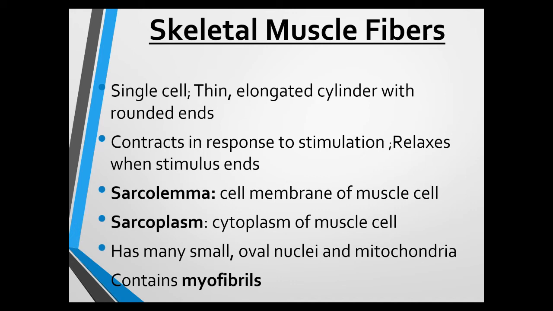Now, the skeletal muscle fibers have tons of nuclei, and they have tons of mitochondria. Remember, mitochondria is what gives the energy, okay? And it does contain the myofibrils, and I'll explain that in a minute. Now, the sarcoplasm of the muscle cell contains the pigment myoglobin, which is red. It's an oxygen-storing pigment, and that's what's responsible for that reddish-brown color of meat.